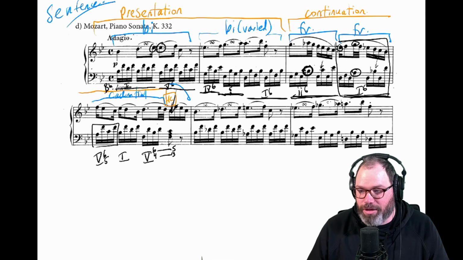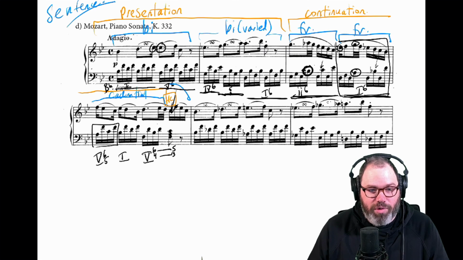I will put up a little demonstration of the more composition end of things. But I think if you have a really good understanding of sentence and period, it should be pretty simple.